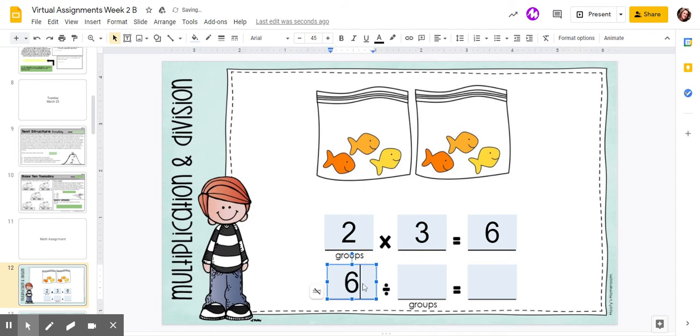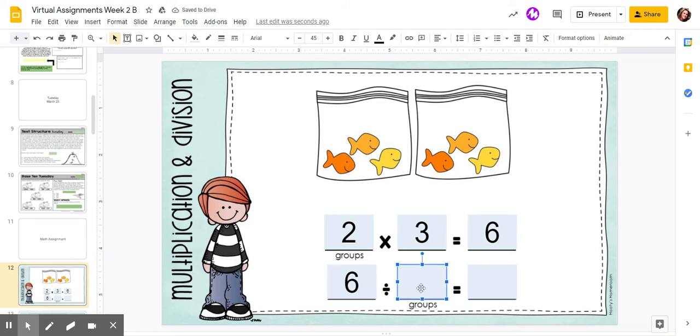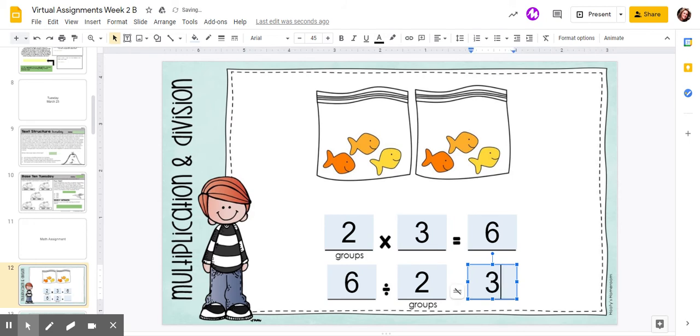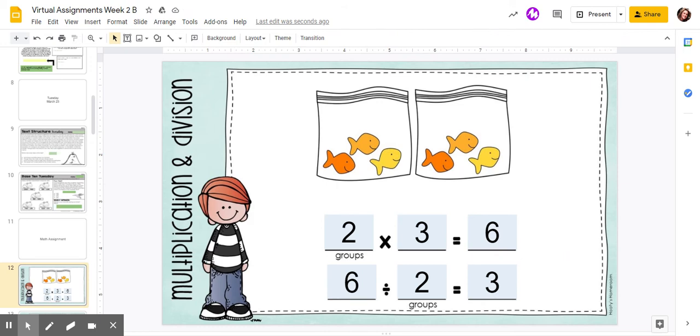Now, division, you are taking your whole, how many you have total, which is 6, and you're dividing it, in this case, by how many groups there are. So 6 divided by 2. So if I have 6 goldfish and I'm sharing them with myself and my husband, with 2 people total, how many will each of us get? Well, we'll each get 3. So when you're looking at equal groups, that is how you want to think about your equations.